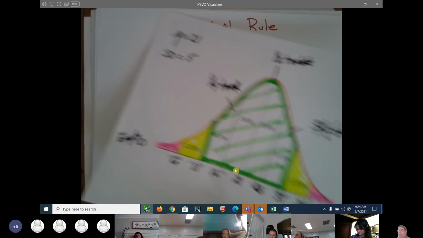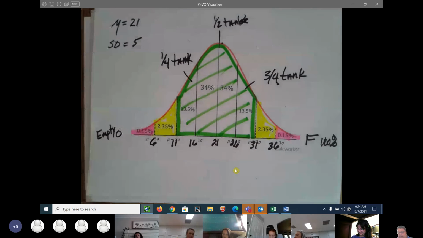Now, what is the empirical rule? 95% of the population, write this down, 95% of the population will fall within 2 what? Standard deviations. 95% of the population will always fall between 2 standard deviations. And I need to stop right there before some of y'all start convulsing.